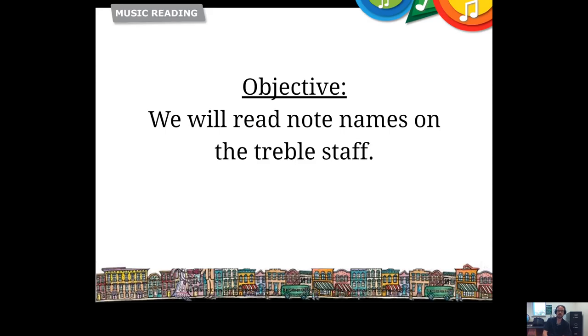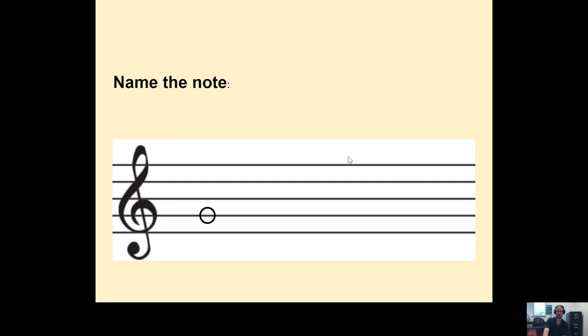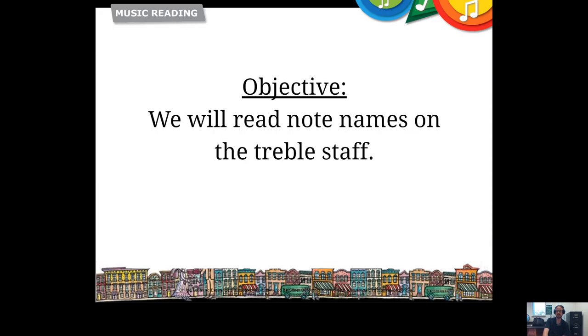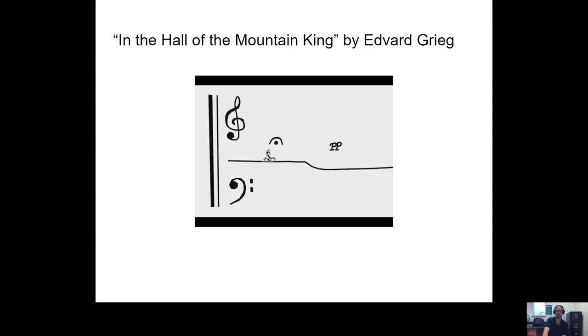Okay, so we finished that. So our objective for today's lesson was that we would read note names on the treble staff. And I would say that if you were following along the exercise with me, there's a good chance that you did that. So we're going to move on to some other fun stuff that I had planned for today's lesson.